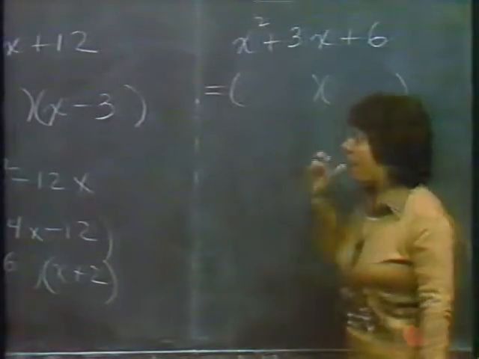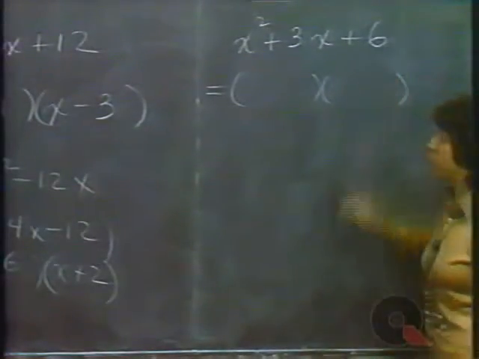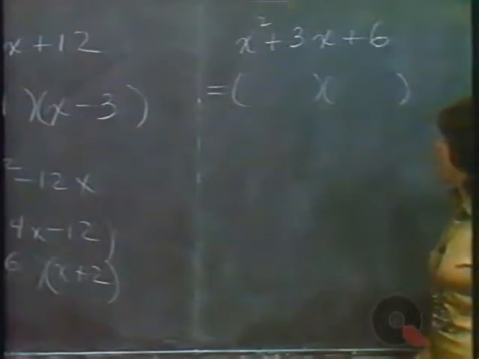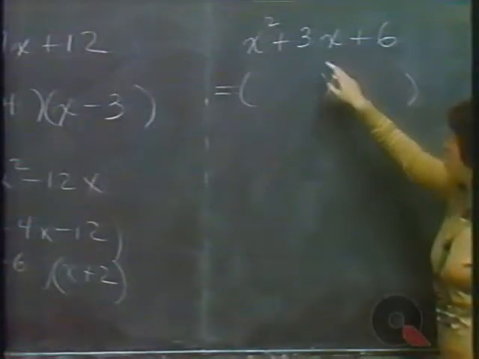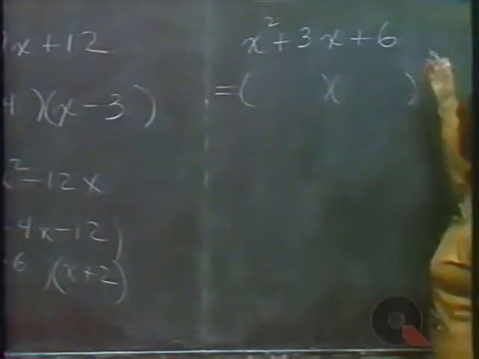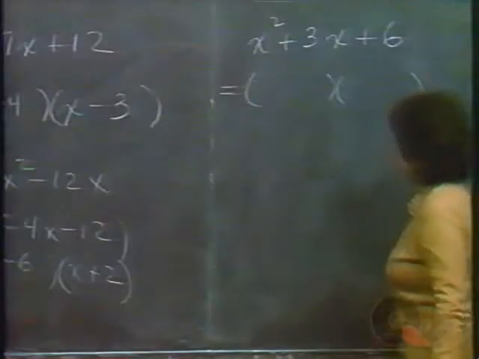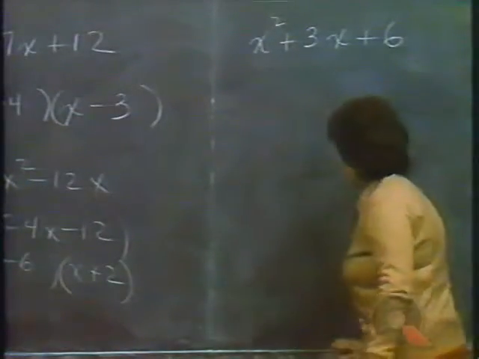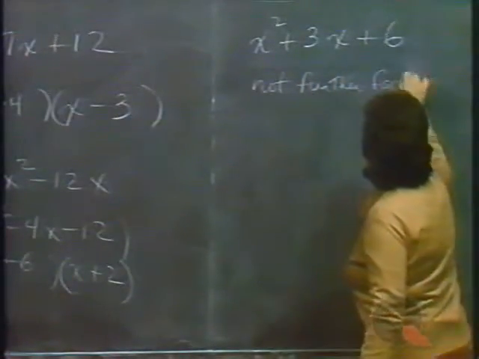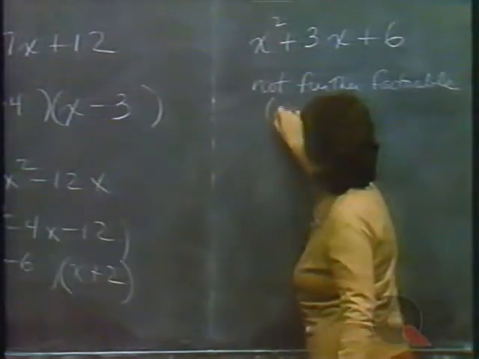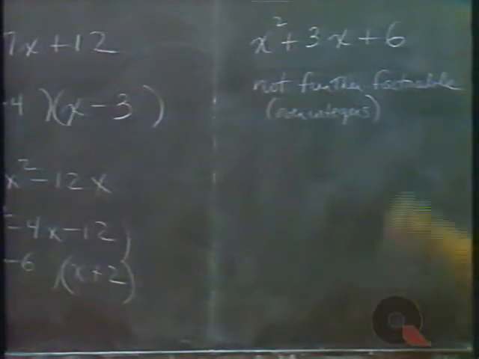I don't want you to feel that every trinomial is factorable into two binomials with integer coefficients. It's not. This is an example of one that cannot be factored any further than this. You cannot think of two integers that multiply to 6 and add to 3. 6 and 1, 3 and 2, even with minus signs, you're not going to get them to add to 3. So this one does not go any further. Not further factorable over the integers, meaning I can't break this down into the product of two binomials with integer coefficients.